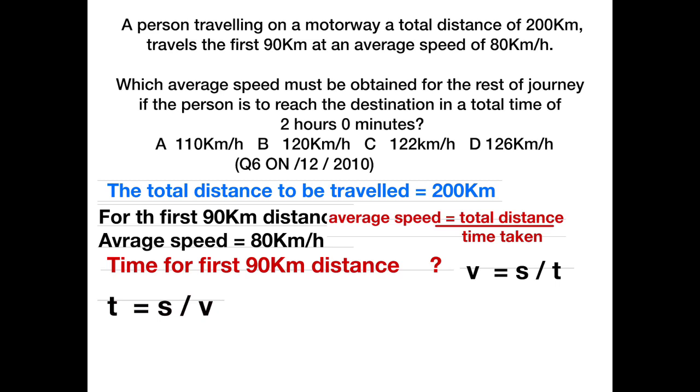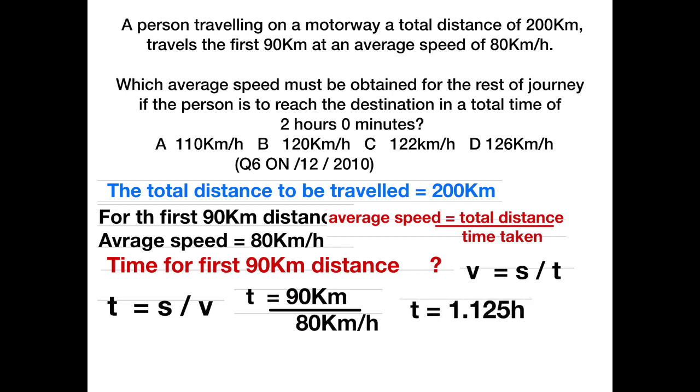Now let's plug in the values for distance and average speed. So we get 1.125 hours. Now this is the time for the first 90 kilometer distance.